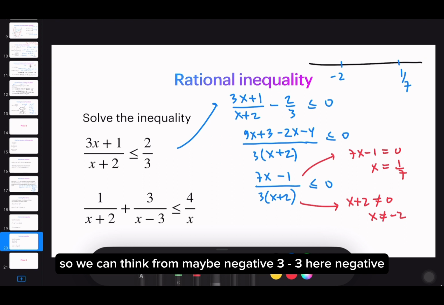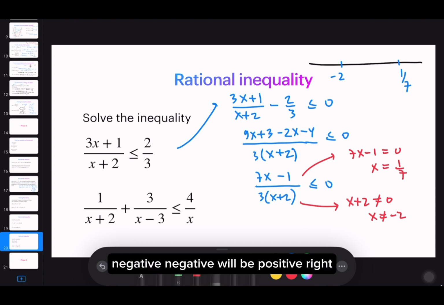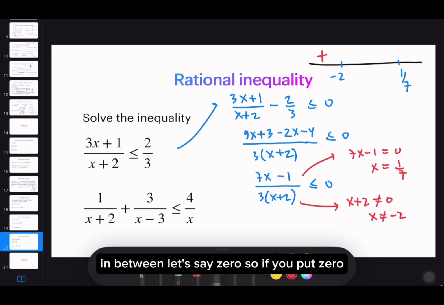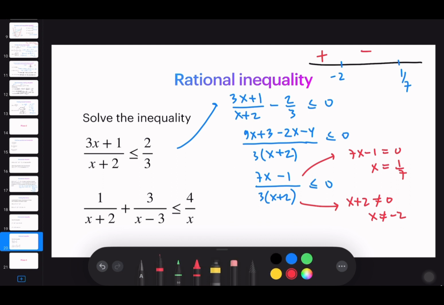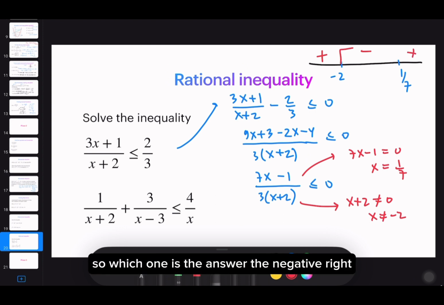So we can think from maybe -3. At -3, negative over negative, it will be positive, right? So this will be positive. In between, let's say 0: the top is negative, the bottom is positive, so negative. Then take x equal 1: positive, positive, so it's positive. So which one is the answer? The negative, right?